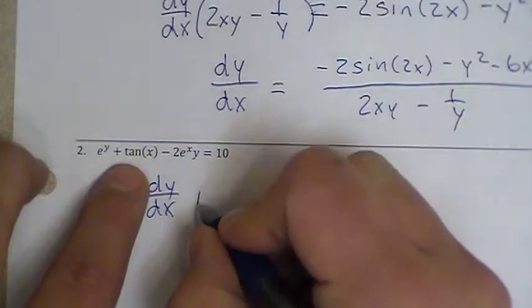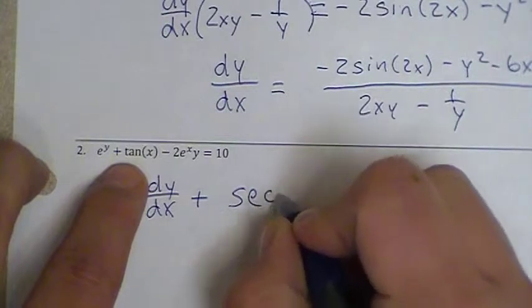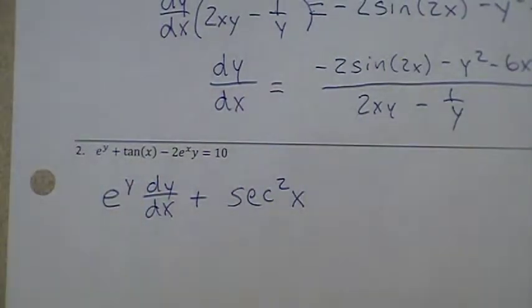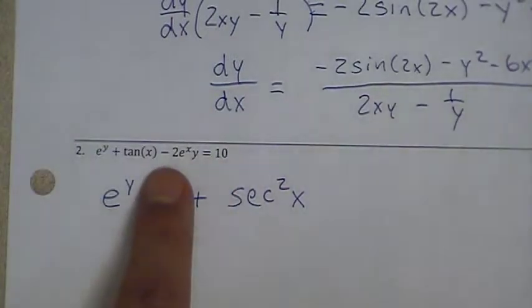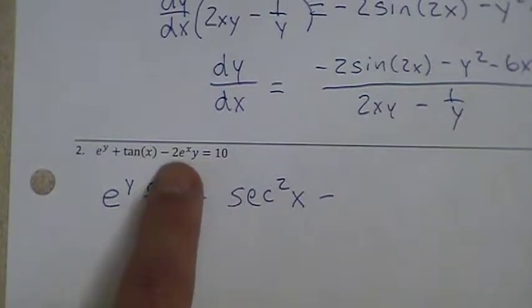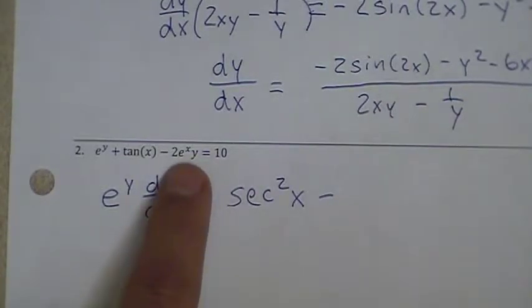We need to add the derivative of tangent of x with respect to x. The derivative of tangent, we had a formula for it, was secant squared of x. Then we need to subtract the derivative of 2e to the x times y. 2e to the x is a function of x. y is a function of x. They're being multiplied. We're going to have to use the product rule here.